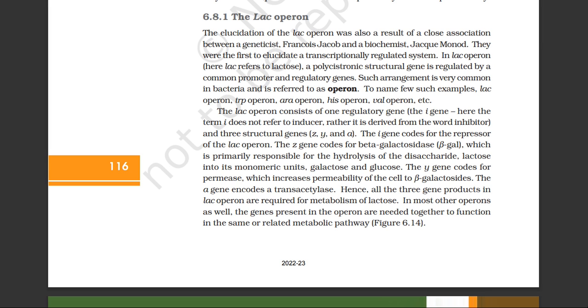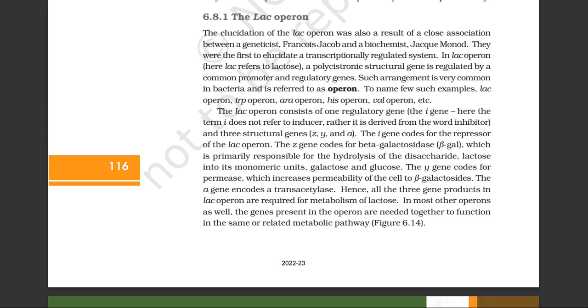The lac operon consists of one regulatory gene, the i gene. Here the term i does not refer to inducer. Rather, it is derived from the word inhibitor. There are also three structural genes: z, y, and a. The i gene codes for the repressor of the lac operon. The z gene codes for beta-galactosidase, beta-gal, which is primarily responsible for the hydrolysis of the disaccharide lactose into its monomeric units, galactose and glucose.